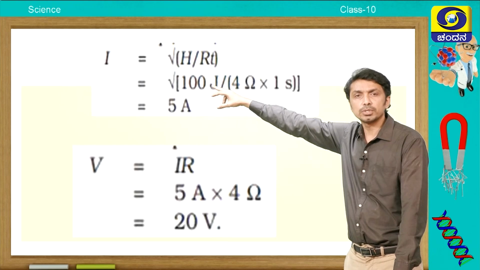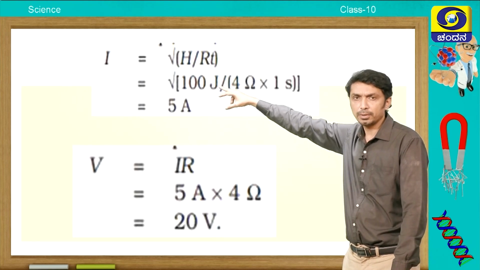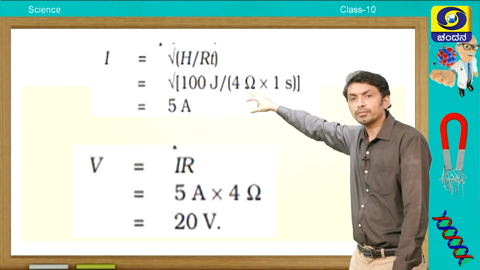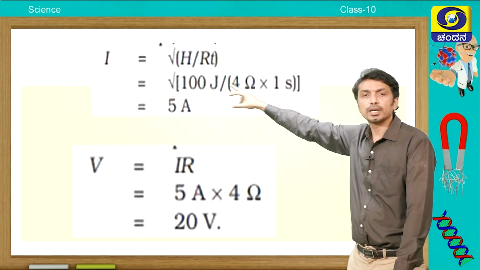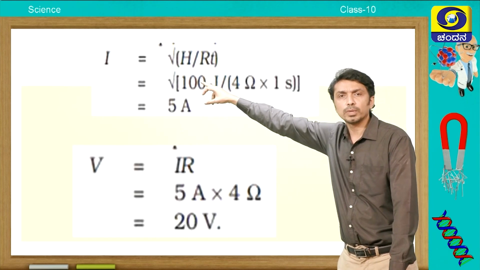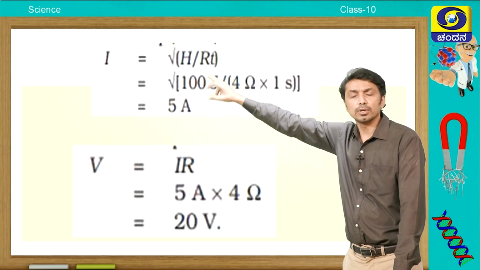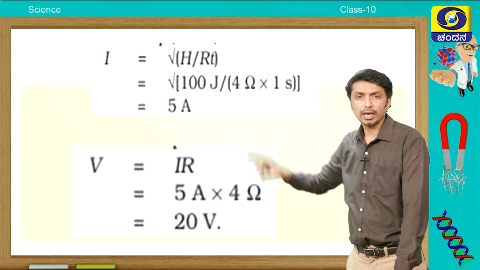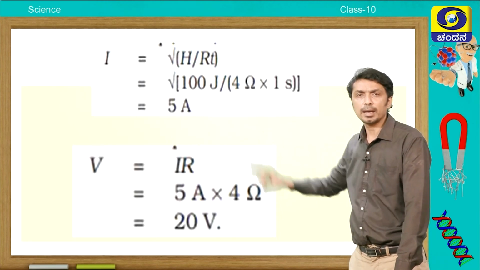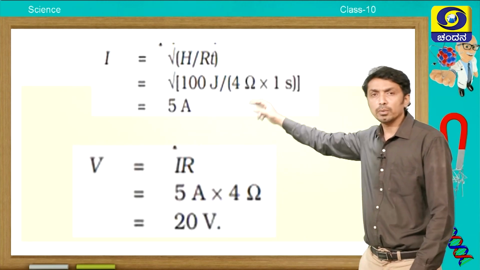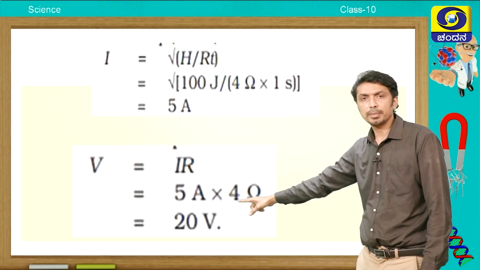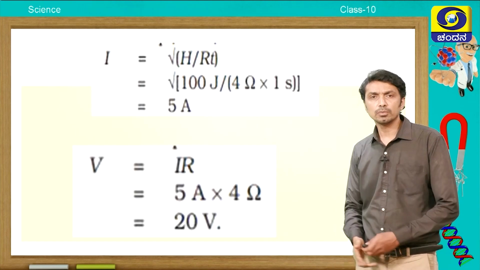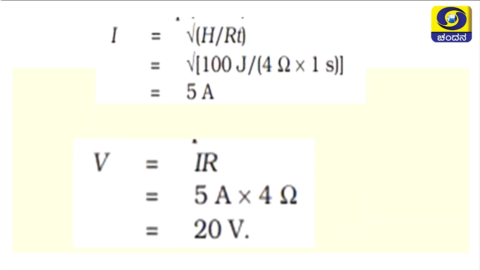Now, if we substitute the value of H, that is 100 joule, the value of R, that is 4 ohm, and the value of T, that is 1 second, we get 4 into 25 is 100. So, the square root of 25 is 5, that is, the electrical current is 5 ampere. Now, V is equal to IR. If we substitute the value of I as 5 ampere, we get 20 volt. So, the potential difference is 20 volt.